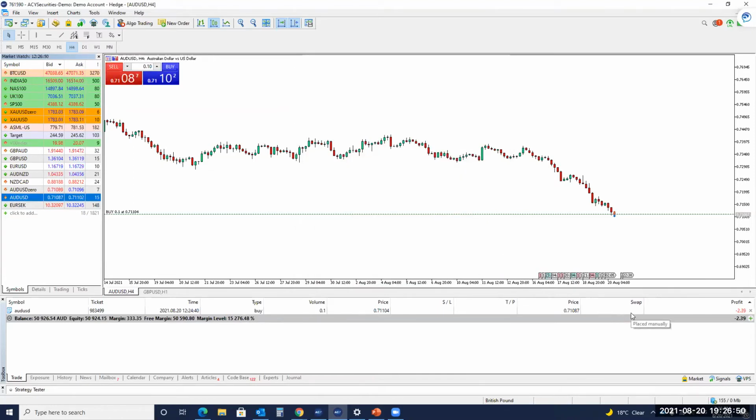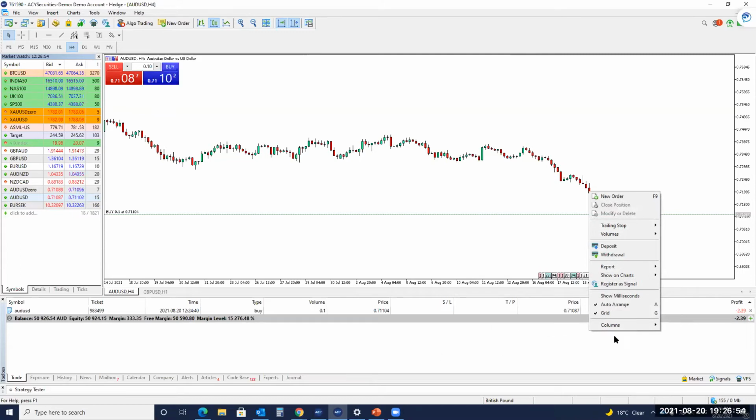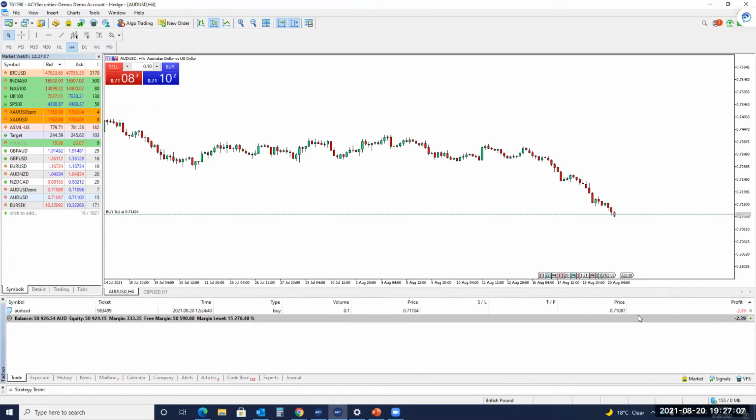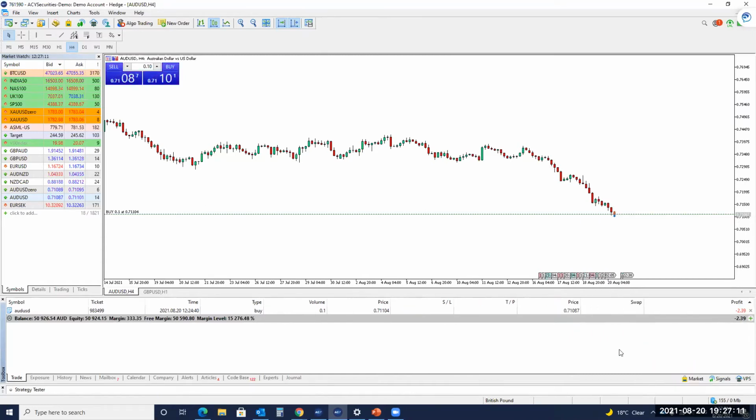Your swap fee will also show in the column, given that you have it set up. If I was to right click in my toolbox and go to columns, from there I can change what I look to see: percentage change, magic number, swap, profit, time, ticket. If I was to take the swap fee out, you will not be able to see it. If I was to put it in, the swap fee will highlight within your trade.